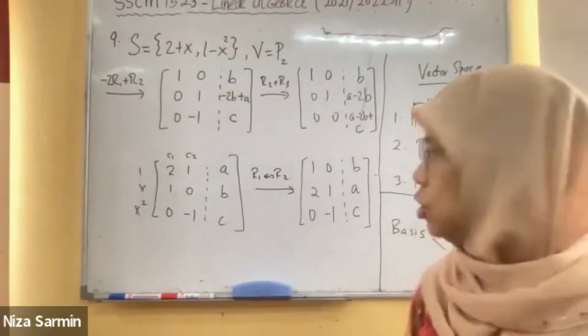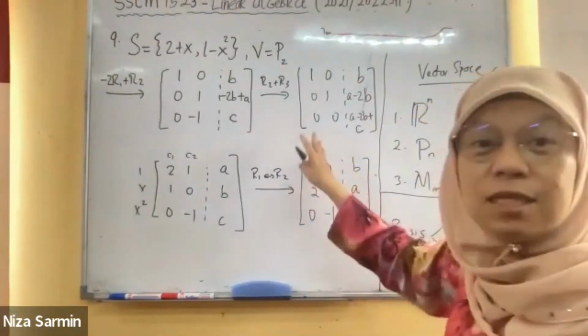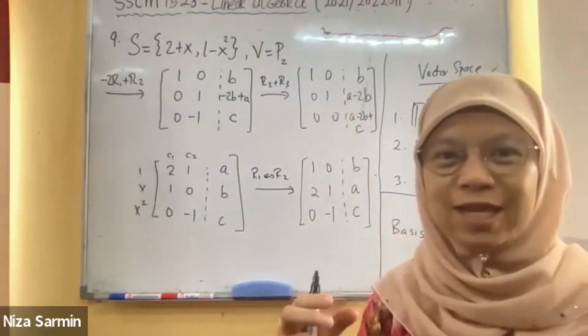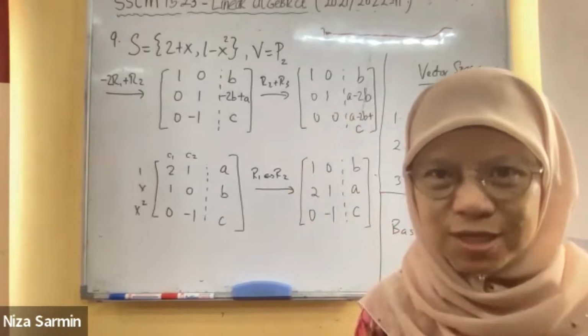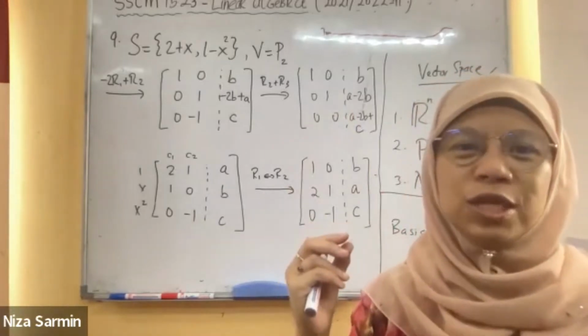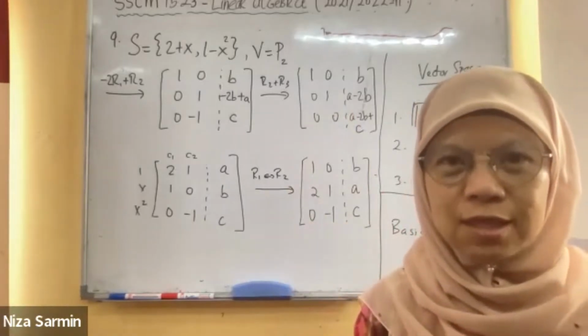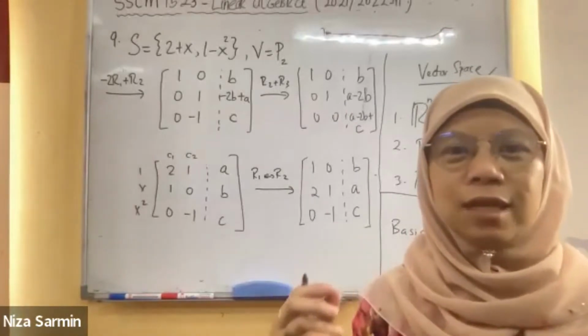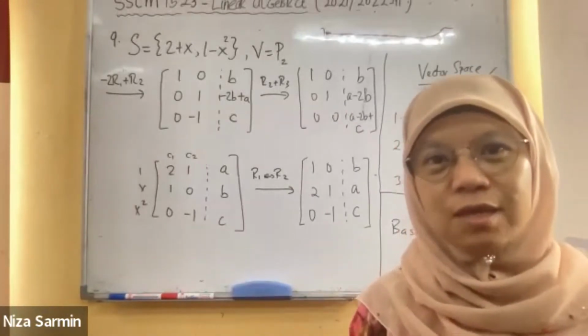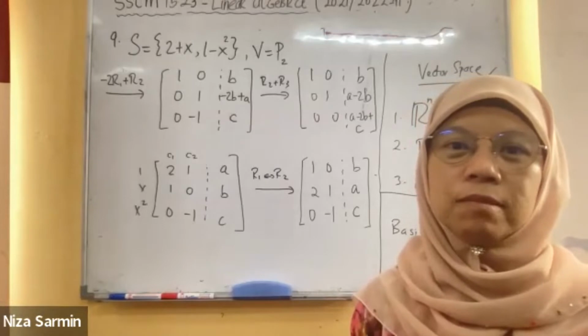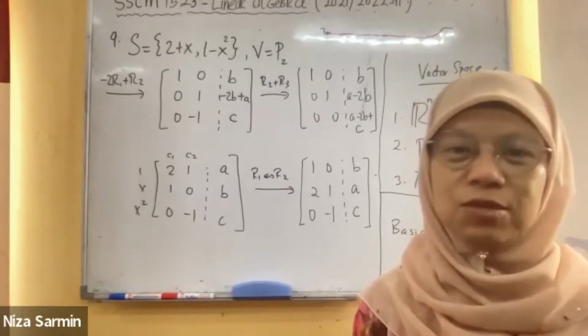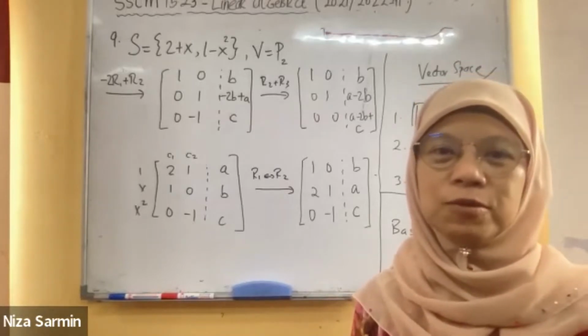Okay, so this means the system is inconsistent. Copy the sentence from just now: the system is inconsistent. So C1, C2 do not exist. Thus S does not span V. So S is not a basis of V. Oh, the sentence is the same. Okay.